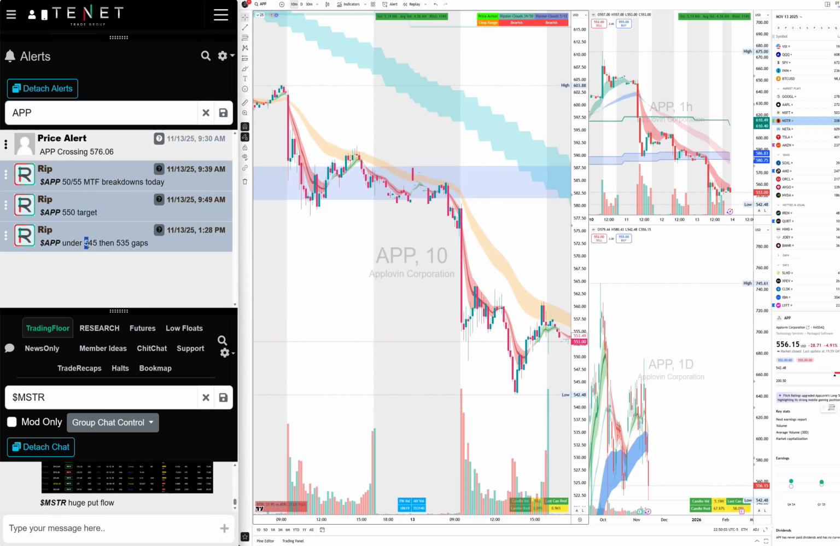Next target I gave was 545. We hit 542, and then after that we got a little bounce. But you see that APP was a beautiful short trade with the market with the 50-55 MTF breakdown, and it hit all the targets for a profitable trade. Let's look at some more setups today.